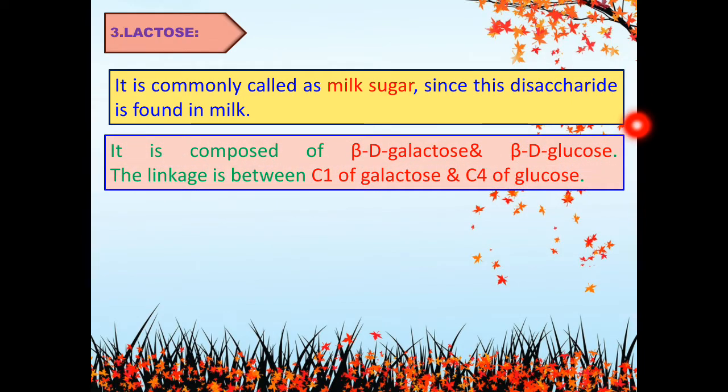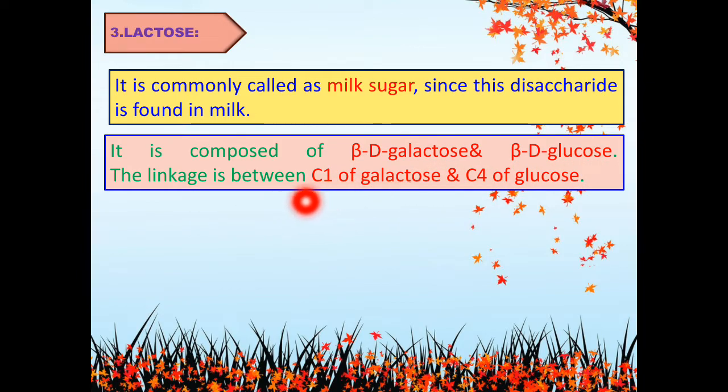This disaccharide is composed of 2 monosaccharide units. They are beta D plus galactose and beta D plus glucose. Just recall your memory. Sucrose: alpha D plus glucose, beta D minus fructose. Maltose: alpha D plus glucose, alpha D plus glucose. Whereas lactose is composed of beta D plus galactose and beta D plus glucose.